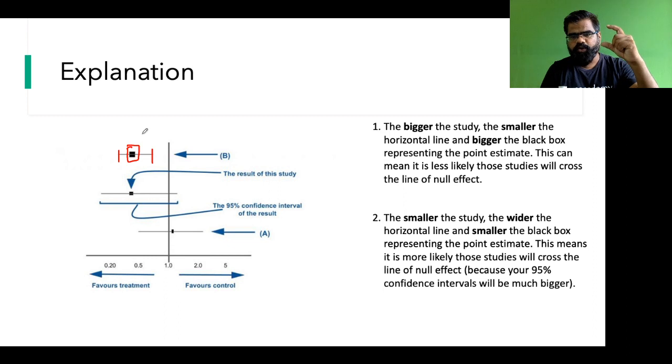When the sample size is more, when the participants are more, so as you know, when the samples are more, the errors are less. So the confidence interval will be less, meaning the horizontal line will be small, and the point estimate will be big. This means that it has less possibility of crossing the line of null effect. But when the samples are less, the smaller the study, the wider the horizontal line, see. So they have more probability of crossing the line of null effect. Okay.